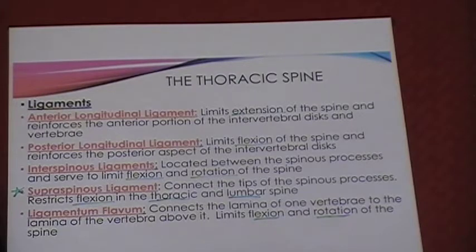This connects the tips of the spinous processes, and this restricts flexion in the thoracic and lumbar spine. But you do not see the supraspinous ligaments in the cervical spine. And then the ligamentum flavum connects the lamina of one vertebrae to the lamina of the vertebrae above it. And again, this limits flexion and rotation of the spine. Okay, so that's the thoracic spine.